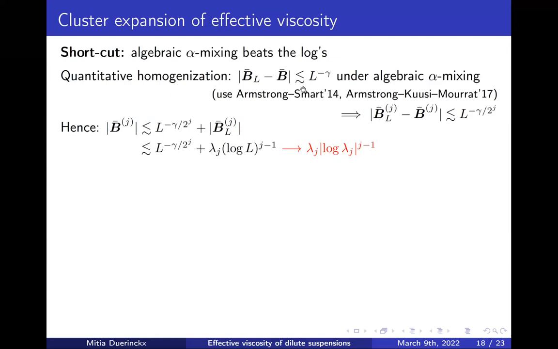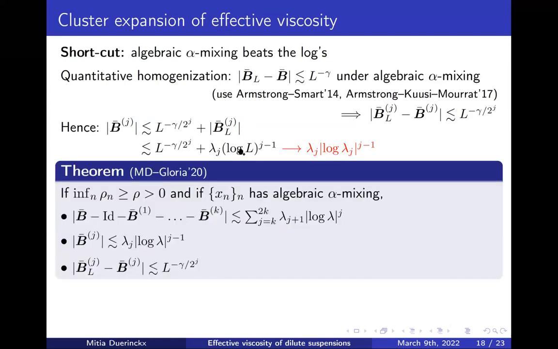And having a convergence rate for B bar L is actually something which we are able to prove just based on quantitative homogenization. If you have just some algebraic alpha mixing for the ensemble of particles, then you have indeed an algebraic rate for B bar L. So this gives you an easy result, just using a little bit of quantitative homogenization, that if you have algebraic alpha mixing, then you can control everything just by this kind of optimization.